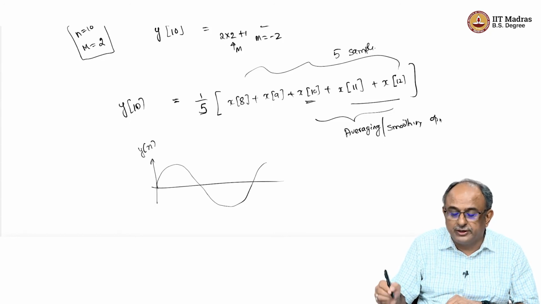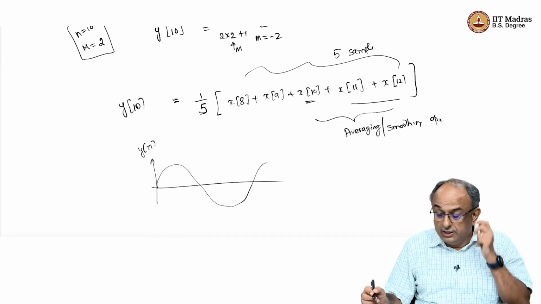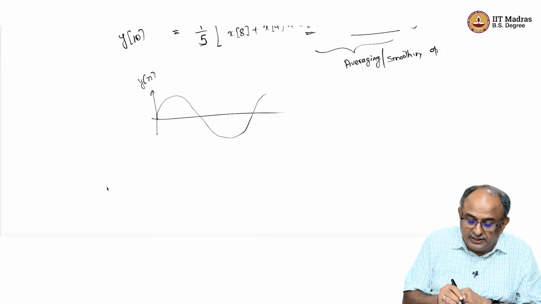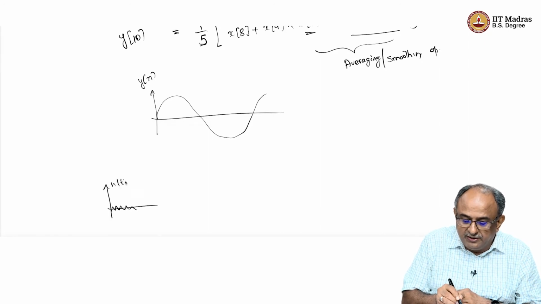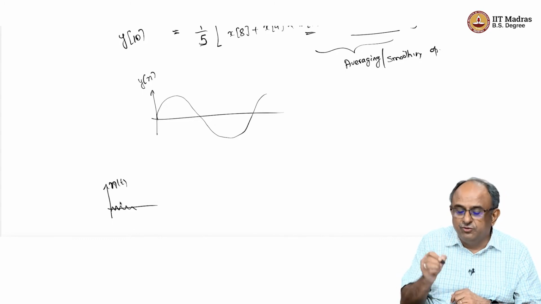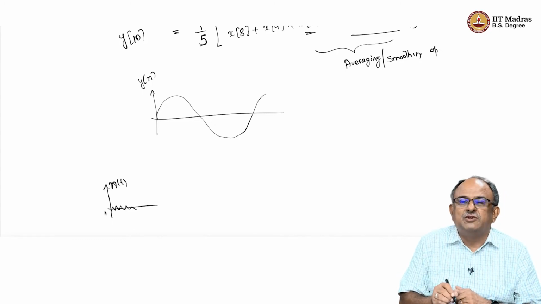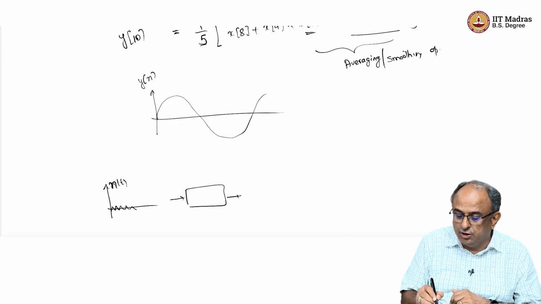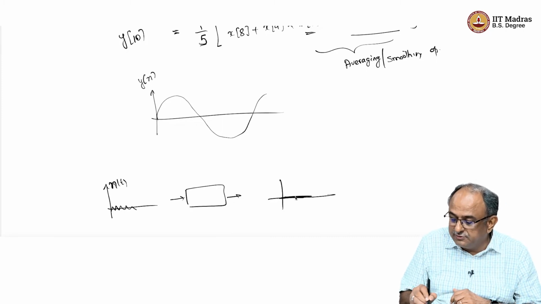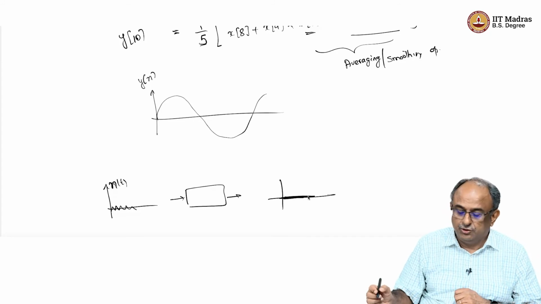And why is it working? Why is it able to smooth out? If I take n of t, there are plus and minus quantities that are happening. So, when I do some averaging, it averages to 0. So, after passing it through this smoothing operation, n of t becomes almost 0.